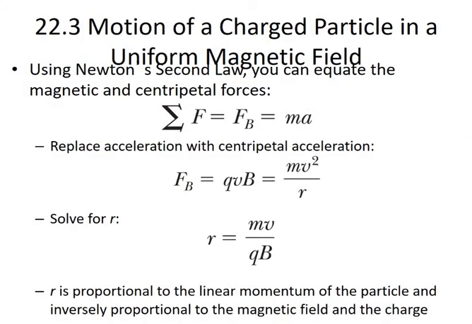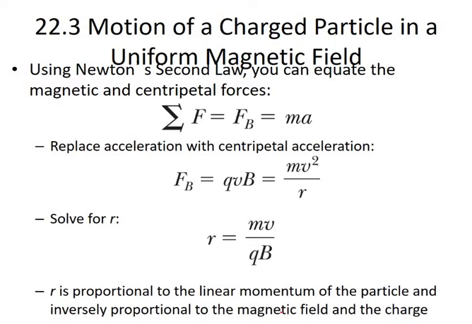They did the same thing, right? Using Newton's second law, we can equate the magnetic force to the centripetal force. What we did. Centripetal force is mv squared divided by r equal to qvB, the magnitude of the magnetic force, and solving for, let's say, r, because you want to calculate the radius of this one. Here you got the equation where r is proportional to the linear momentum of the particle, which is mv, and inversely proportional to the magnetic field and the charge, which is qB.